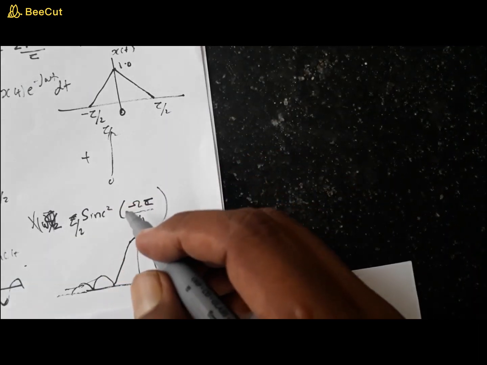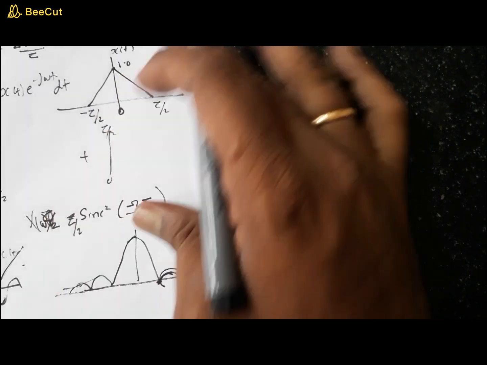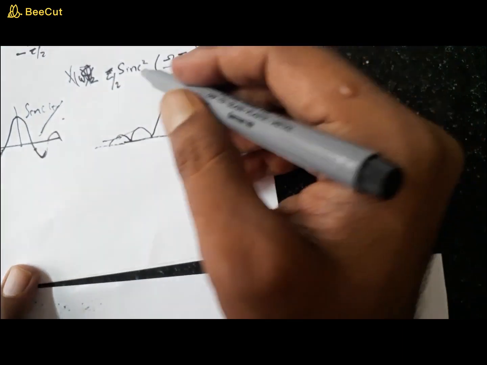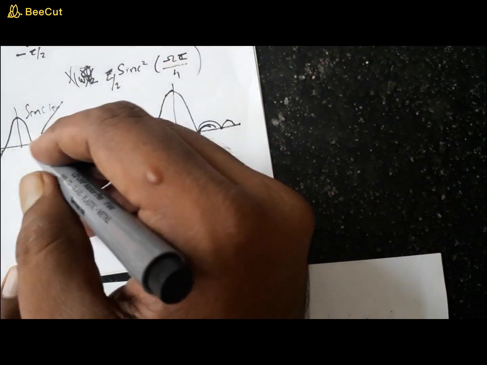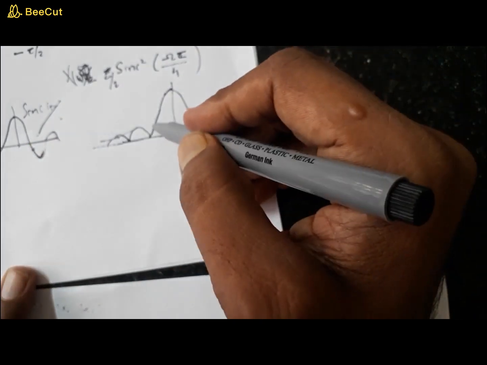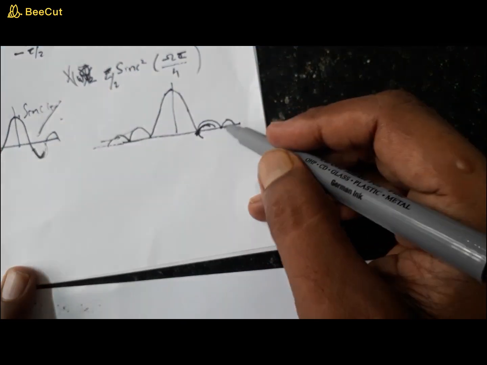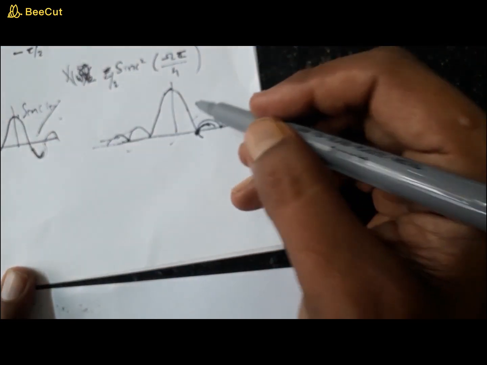Now what is the sinc square? You know, this is sinc of t. This is actually the Fourier transform of sinc square of t. So this is sinc of t. Now when you take the square of this, it will be the same as this, but what about the negative half? The negative half becomes positive. This is going to be the shape.